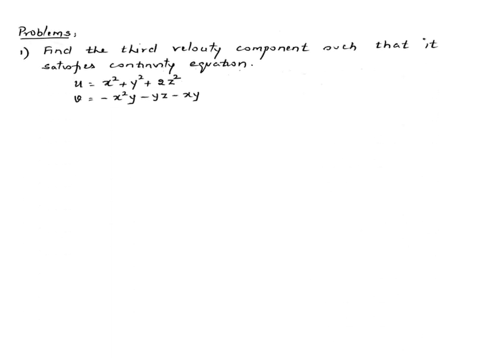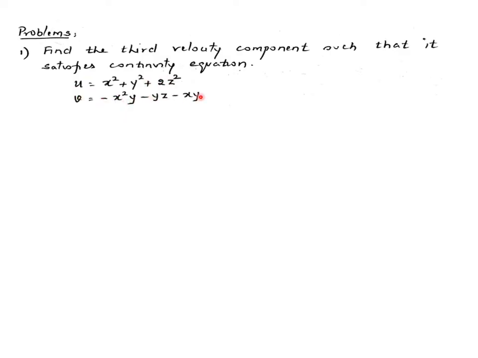Here, one of the examples is to find the third velocity component such that it satisfies the continuity equation. Given the components of the velocity, u is given as x square plus y square plus 2z square, and the velocity component v is given as minus x square y minus y z minus x y.